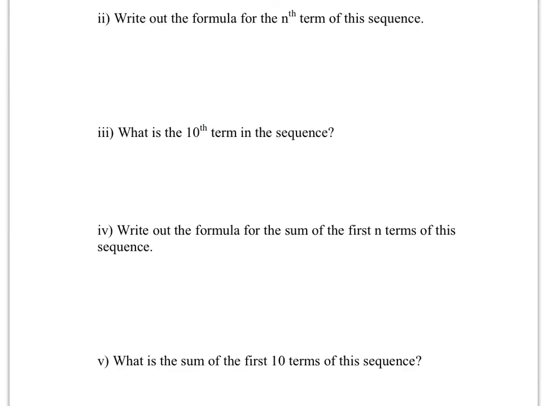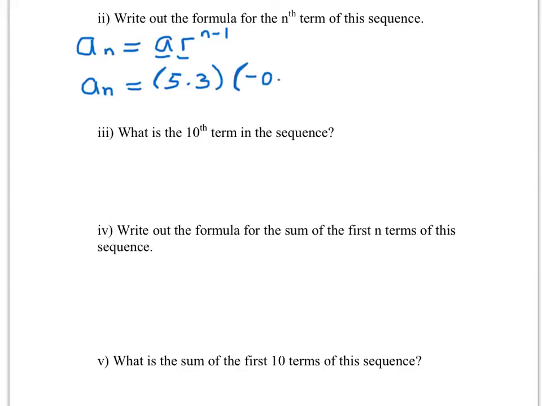Now the next part of the question asks us to write out the formula for the nth term of this sequence. Now we're given the formula in the formula sheet in the exam, and the formula is that an is equal to a times r to the power of n minus 1. So all we're asked to do is fill out the value for a and fill out the value for r, and then we have the general formula for this particular sequence. So an is equal to a, which turned out to be 5.3, multiplied by r, which was minus 0.25, and it's all to the power of n minus 1, and that's the answer.